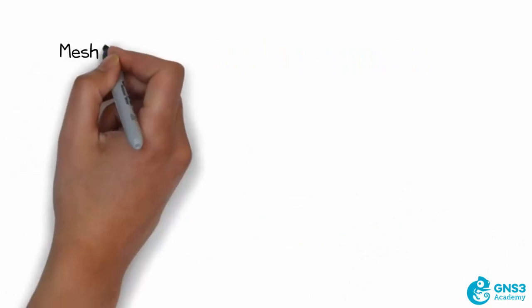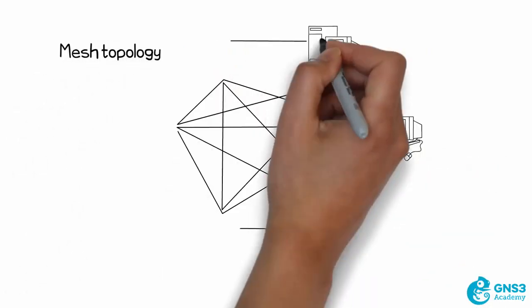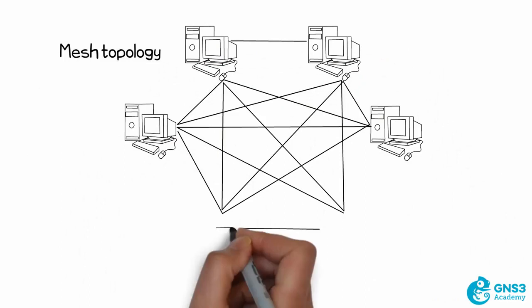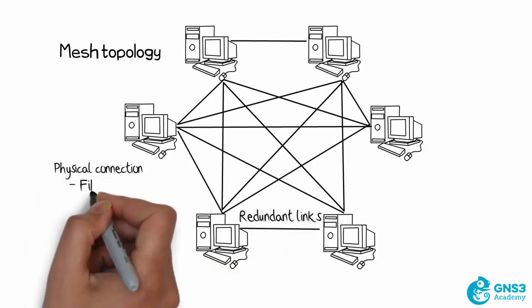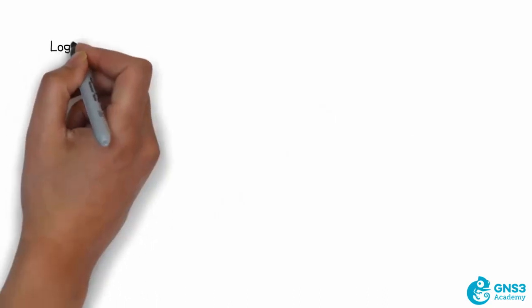In a mesh topology, every device is connected to multiple other devices. This increases reliability and provides for self-healing because of the redundant links. The physical connection could be made using fiber or twisted pair wiring.